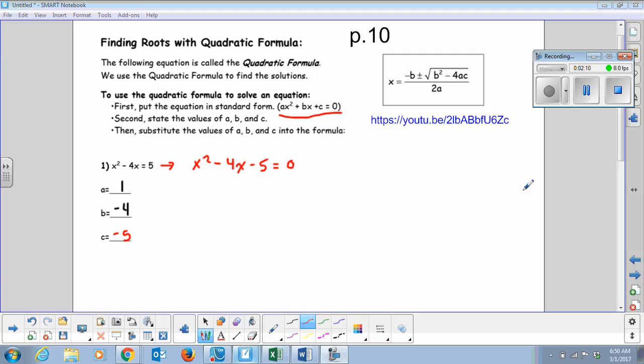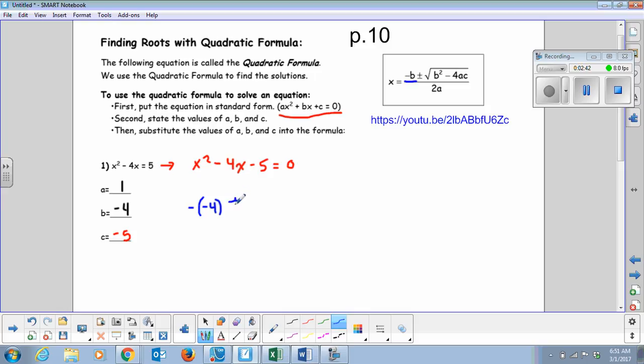All right, if you've already done that, we now need to work on plugging this into the formula. So we have negative b. I'm going to write the negative outside. I'm going to do this in blue. So negative b, so negative, negative 4. Notice that the negative came from the formula and from my coefficient.